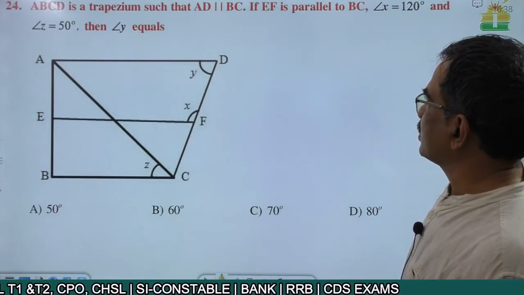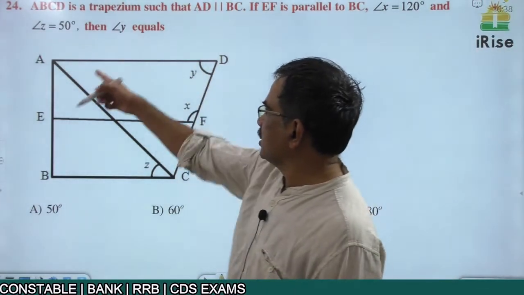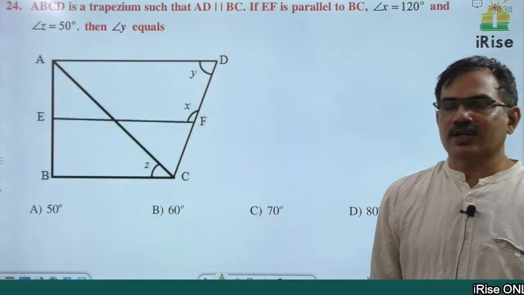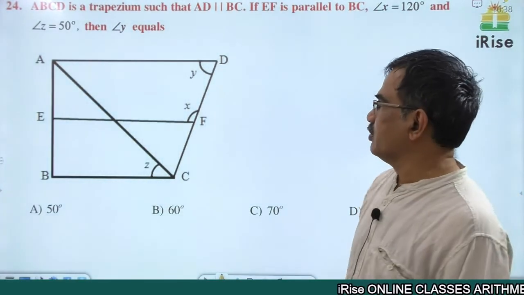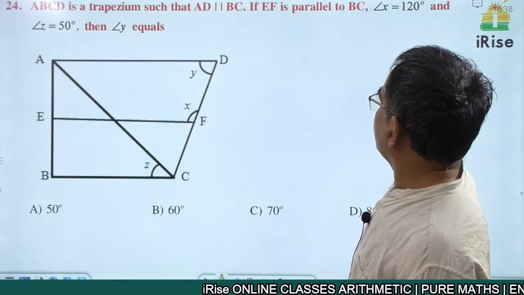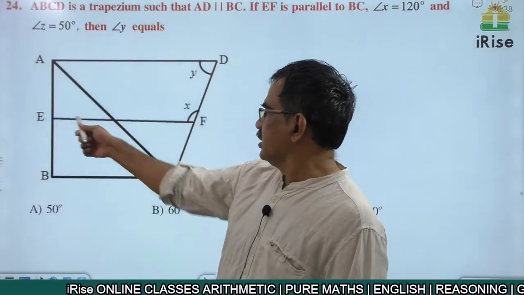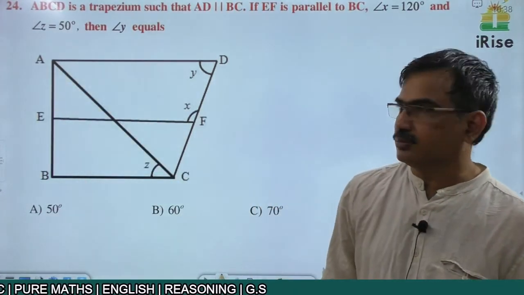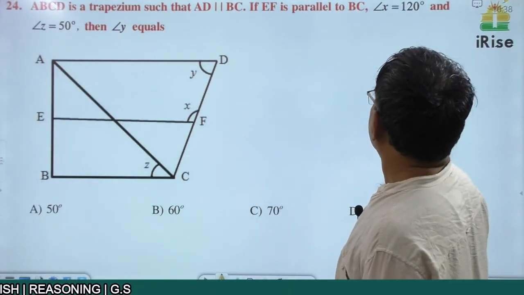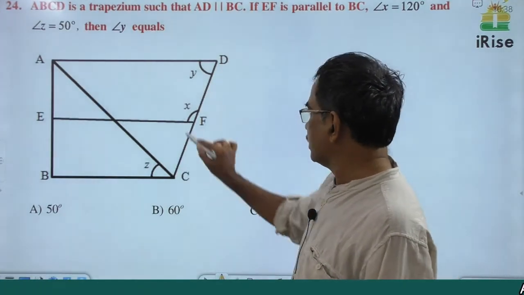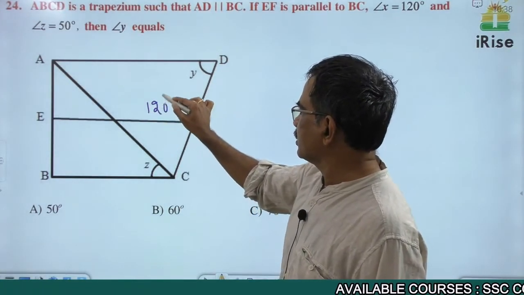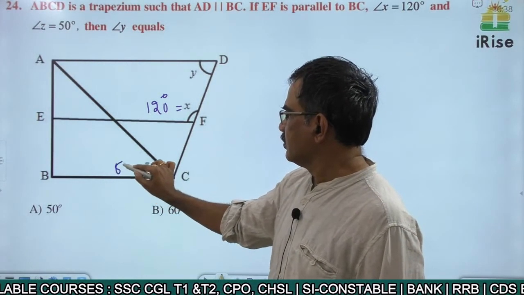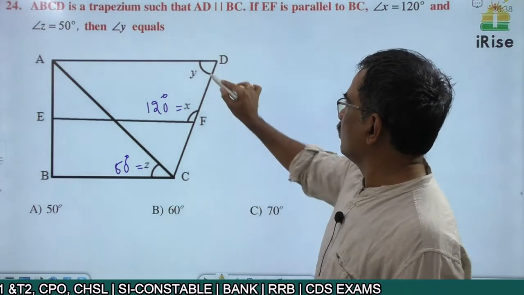ABCD is a trapezium such that AD is parallel to BC. In a trapezium, one set of opposite sides is parallel. If EF is also parallel to BC, therefore EF is also parallel to AD. Angle X is equal to 120 degrees. This angle is given as 120 degrees. Angle Z is equal to 50 degrees. If this is 50 degrees, then what is angle Y?